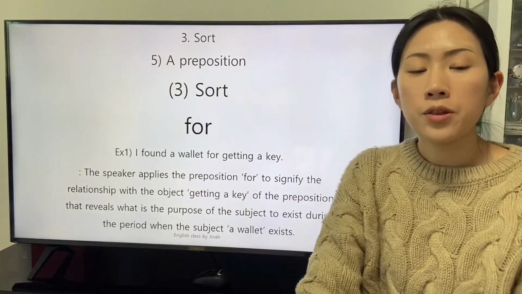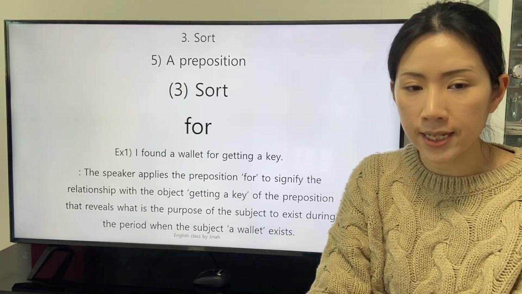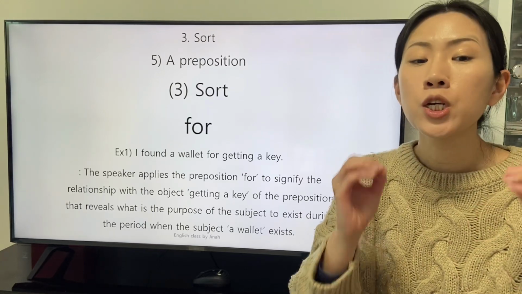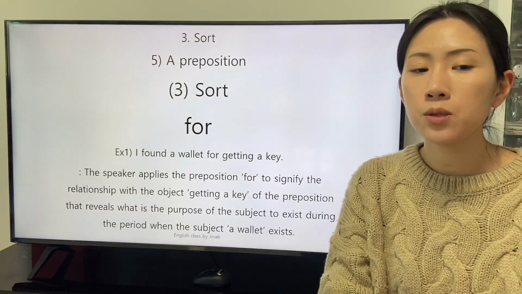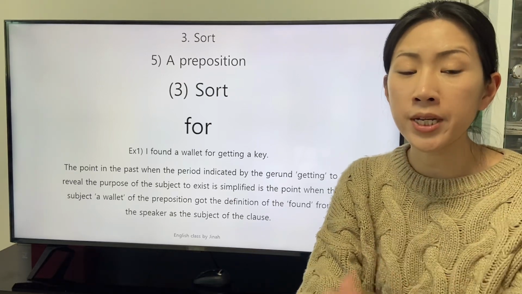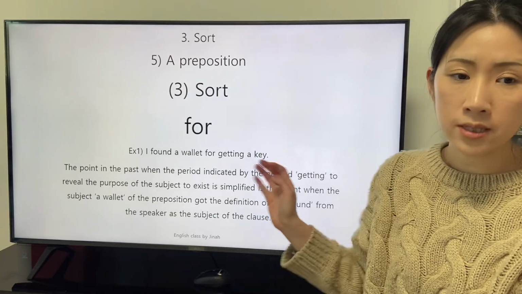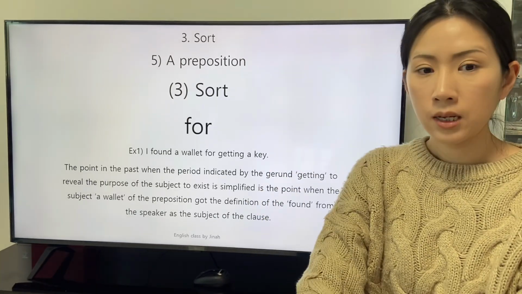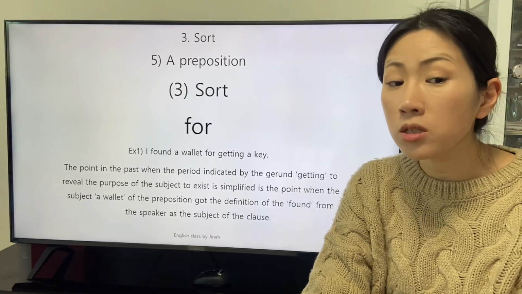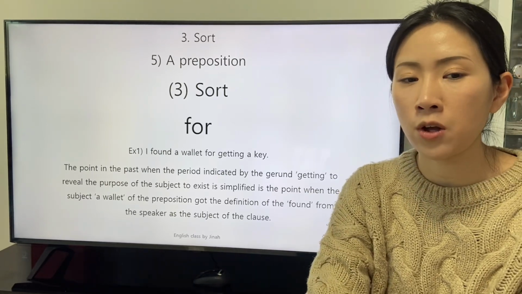The speaker applies the preposition for to signify the relationship with the object, getting a key, of the preposition that reveals what is the purpose of the subject to exist during the period when the subject, a wallet, exists. The point in the past when the period indicated by the gerund, getting, to reveal the purpose of the subject, a wallet, to exist, is simplified, is the point when the subject, a wallet, of the preposition got the definition of the found from the speaker as the subject of the clause.